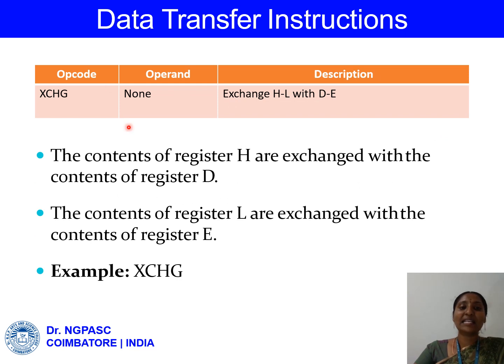The final data transfer instruction is exchange. We use the XCHG instruction to exchange the content of the HL register pair. It does not have any operand. The content in the H register is exchanged with D, and the content in the L register is exchanged with E. So when we give the instruction XCHG, the content in the HL register pair is exchanged with the DE register pair.